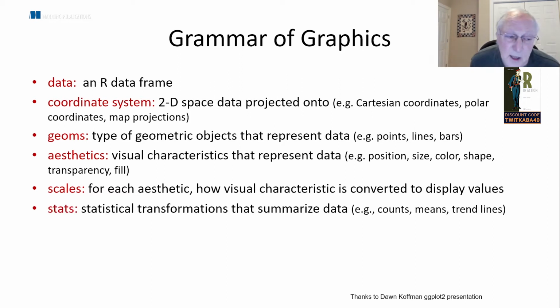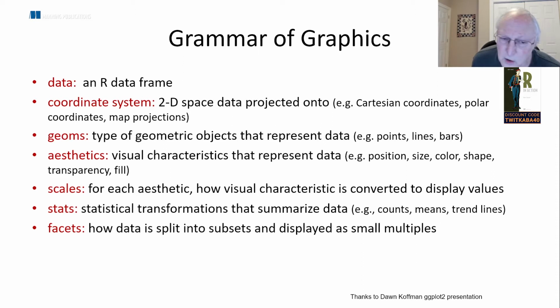The stats, many of the aspects of graphs within ggplot involve different statistics that are coordinated. So you might add a trend line, a line of best fit, and that can get specified automatically. You could specify different kinds of statistics to graph.